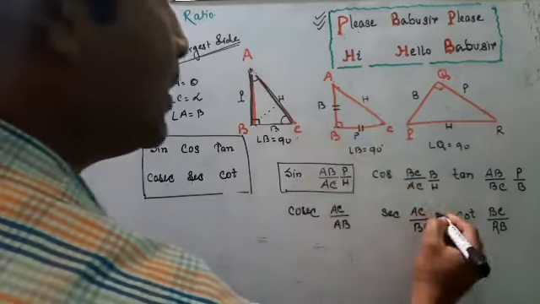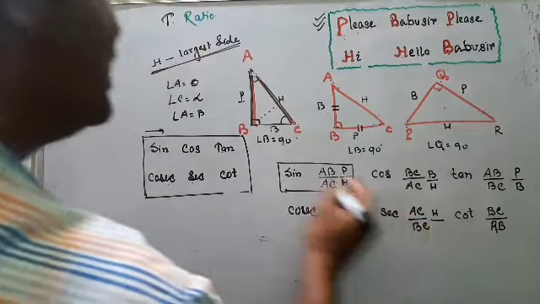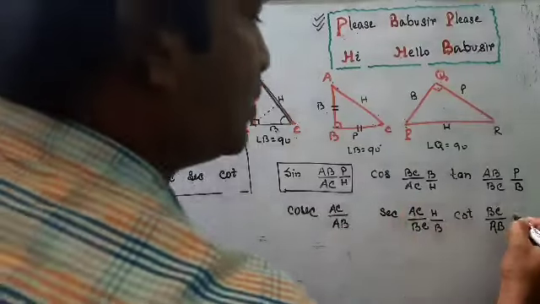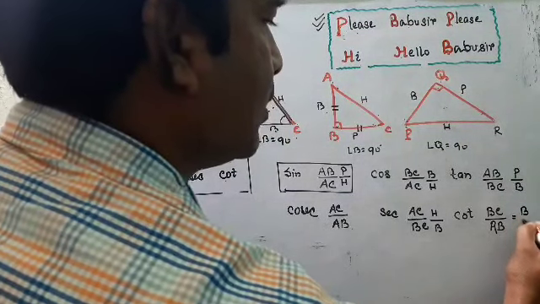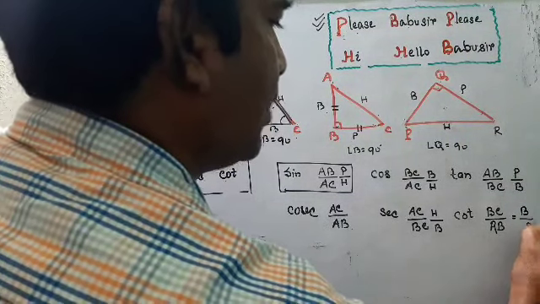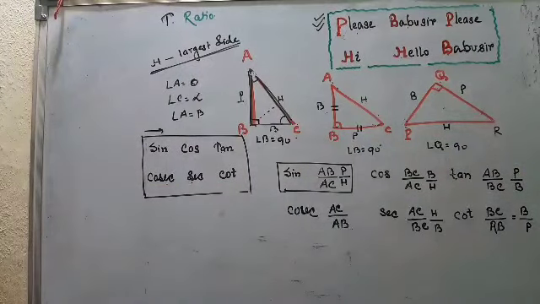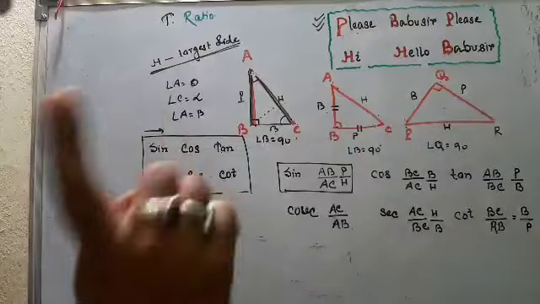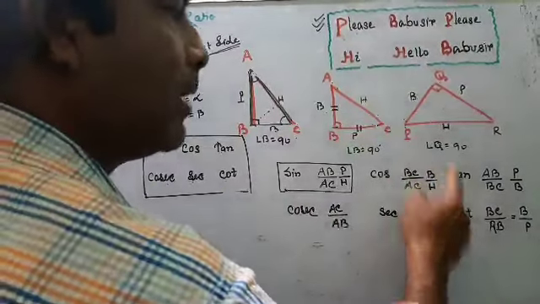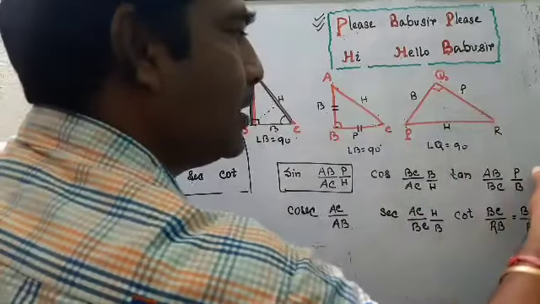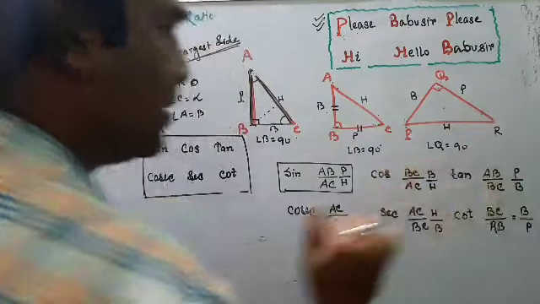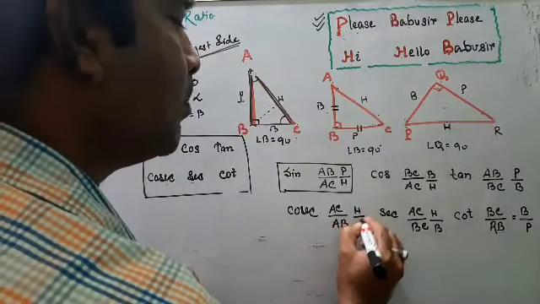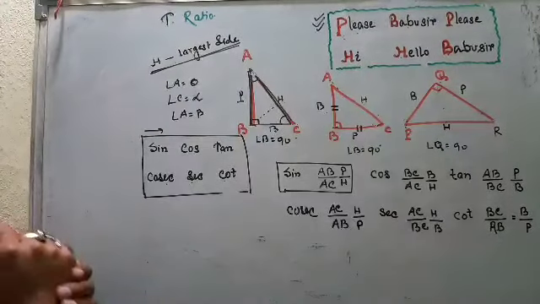AC is the hypotenuse and BC is the base. And for cot, BC is the base and AB is the perpendicular. So that means the ratio of sine is perpendicular by hypotenuse. Ratio of cos is base by hypotenuse. Ratio of tan is perpendicular by base. Ratio of cosec is AC, that means hypotenuse by perpendicular, H by P.